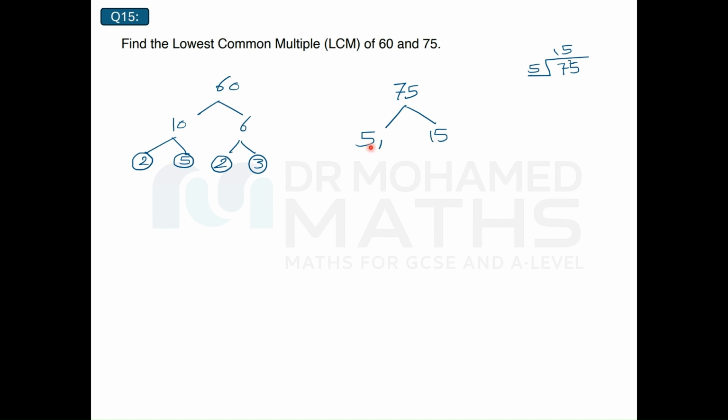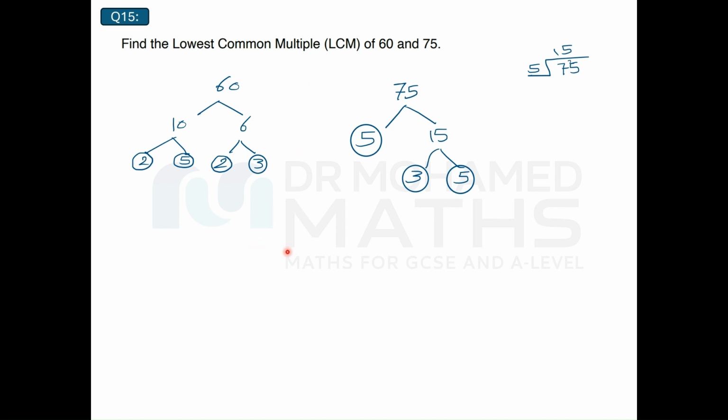So 5 is a prime factor, but 15 is not. So I need to break down this one. And there are easy two numbers here: 3 and 5. Both of them, if multiplied, become 15, and both of them are prime factors. So now I can get my answer for LCM, the lowest common multiple.